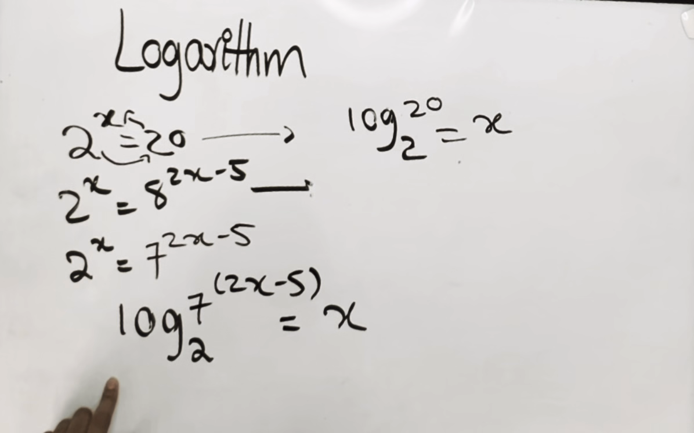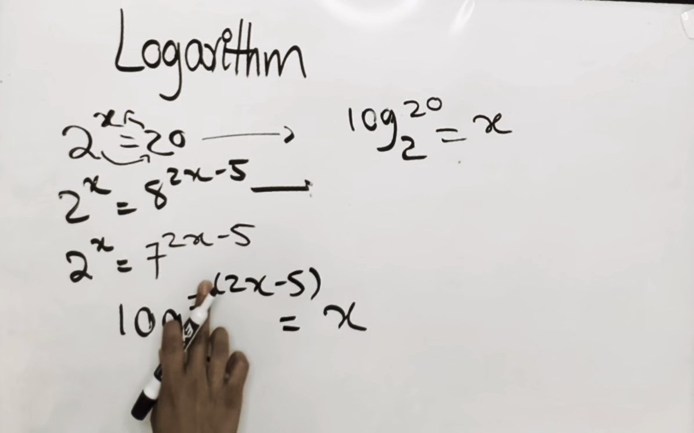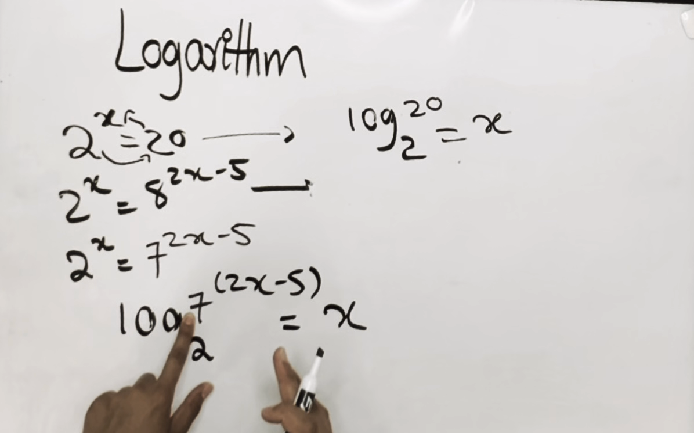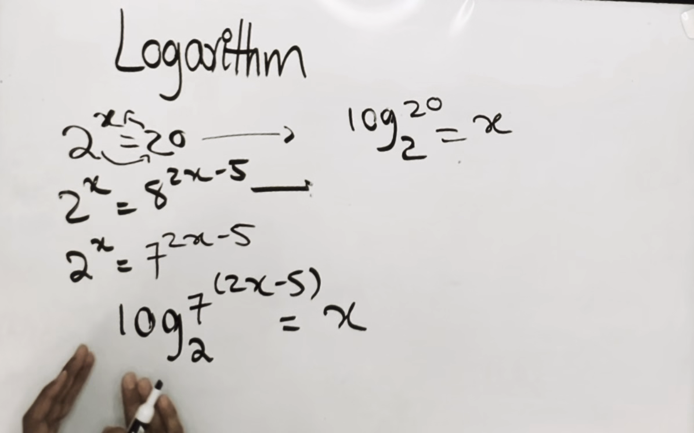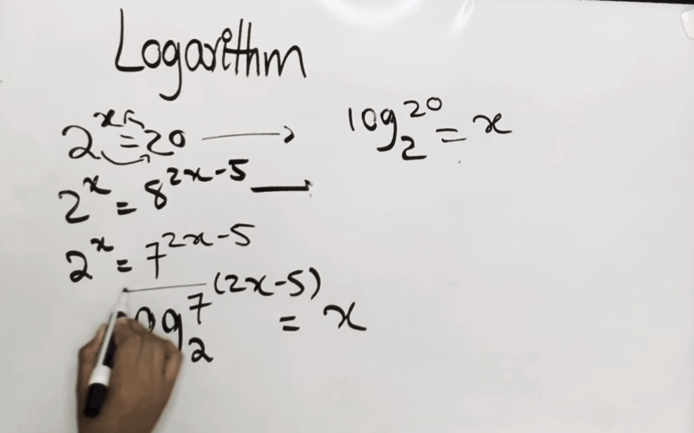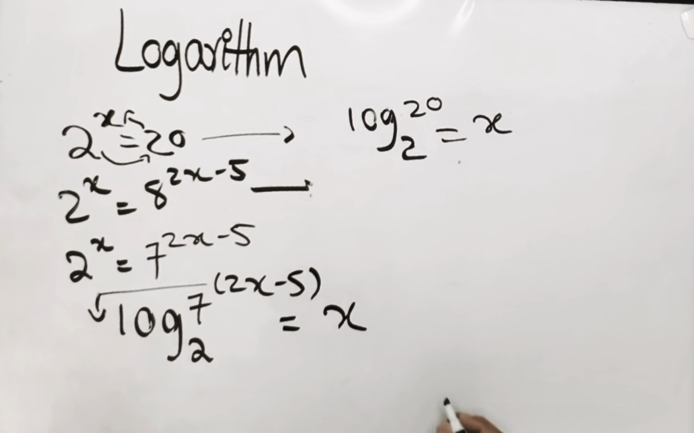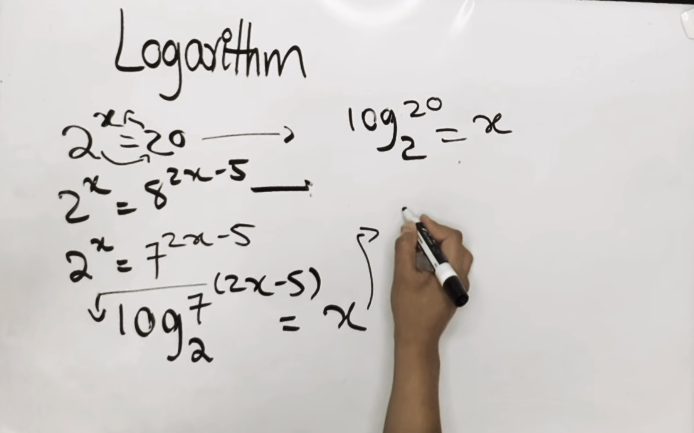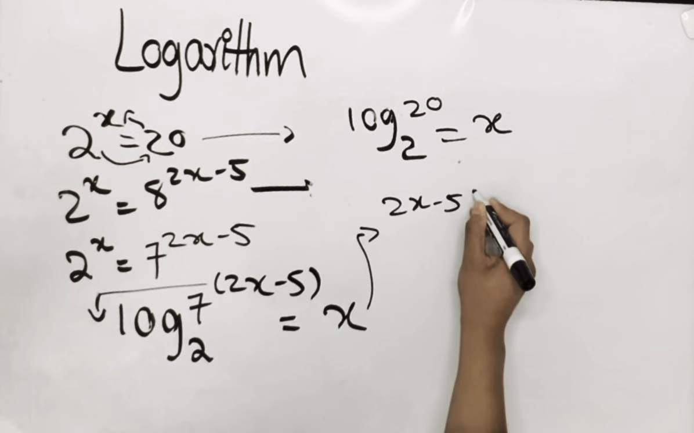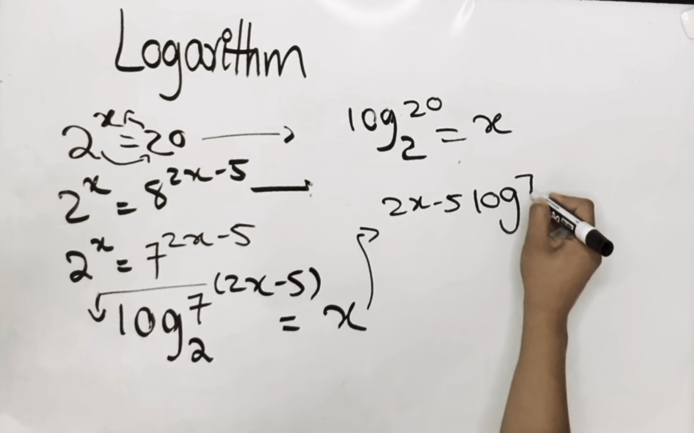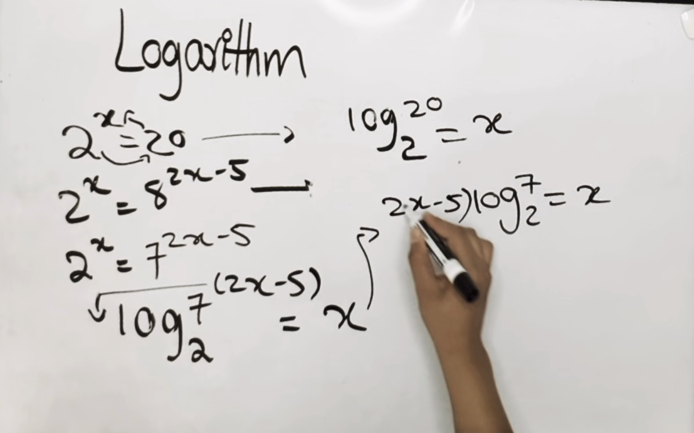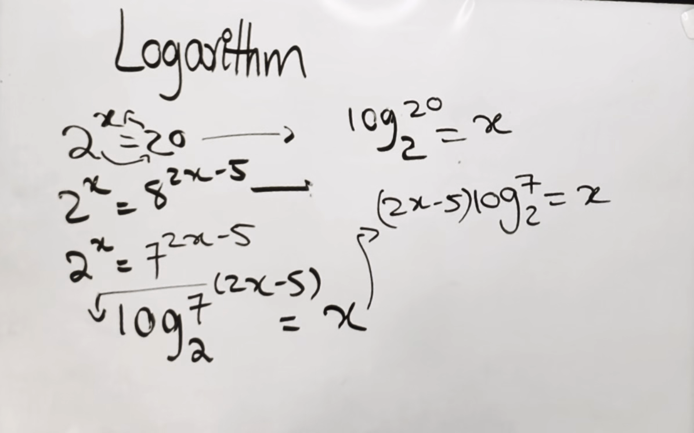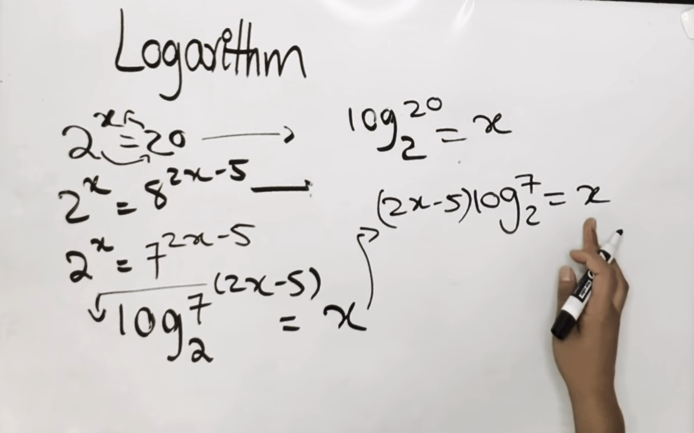What can we do? There's another hidden rule in logs, and that is the fact that whenever you have a power in your argument, you can bring that power over here, and that would basically multiply your log, which means I'm going to bring that power over here. That'll give me 2x minus 5 times log base 2 of 7 equals x. And these are multiplying each other. Now, how can we figure out the value of x?